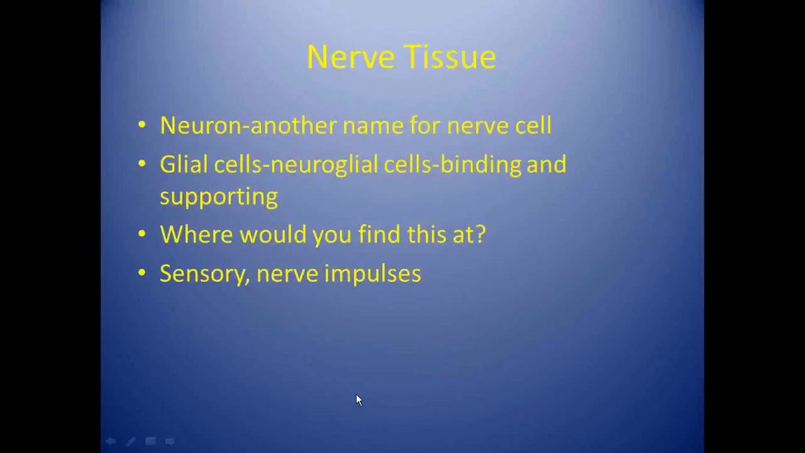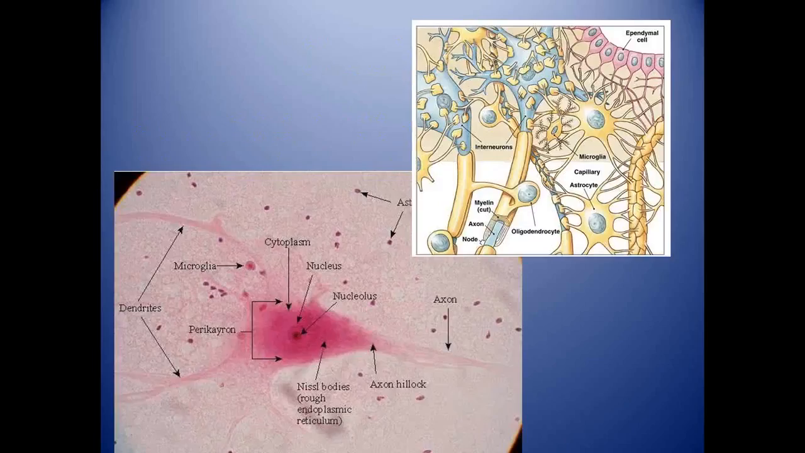Okay. And then the last group of tissue is nerve tissue. And when you hear the word neuron, that's just another name for nerve cell. We have glial cells, which are there to help support and help bind nerves to other nerves or nerves to muscle tissue. And hopefully you realize we're going to find those in the brain and the spinal cord. And so they're going to help us with getting nerve impulses around the body.